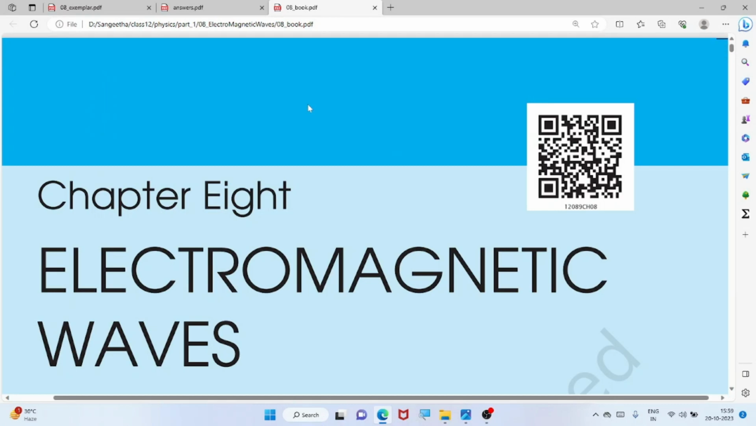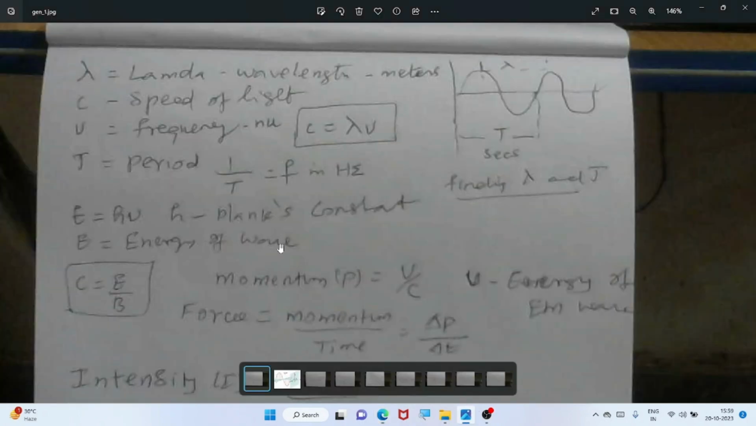Okay, we will go through the exemplar problems in the class 12 physics chapter 8 electromagnetic waves. Before going through this, we will see some basic things. If you take a wave like this, the period of the wave is between these two cycles. This wave is repeating. Here I have drawn two cycles. So the time taken for one cycle is the period.